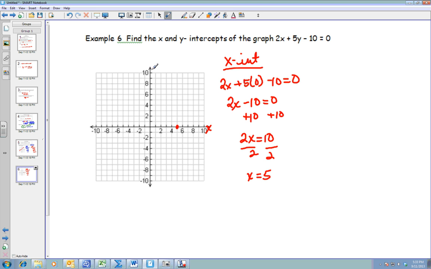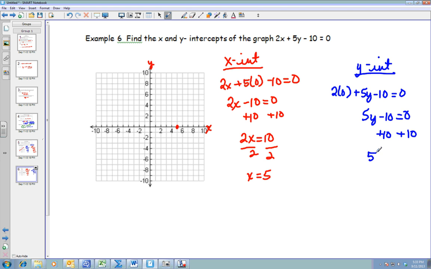And remember, this is your x-axis, here's your y-axis. So now we're going to do our y-intercept. To find your y-intercept, plug 0 in for x. So I have 2 times 0 plus 5y minus 10 equals 0. 5y minus 10 equals 0 because this is 0. Add 10. 5y equals 10. Divide by 5. So y is 2. So my y-intercept crosses the y-axis at 2. And then we can draw our line in to graph it.